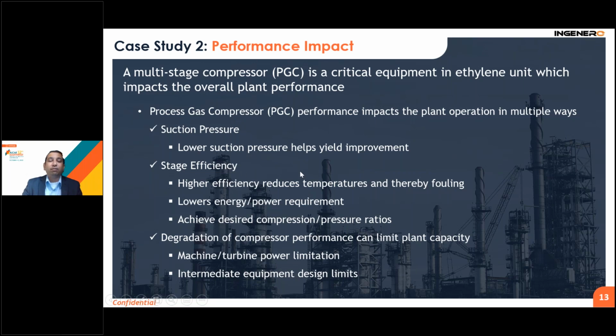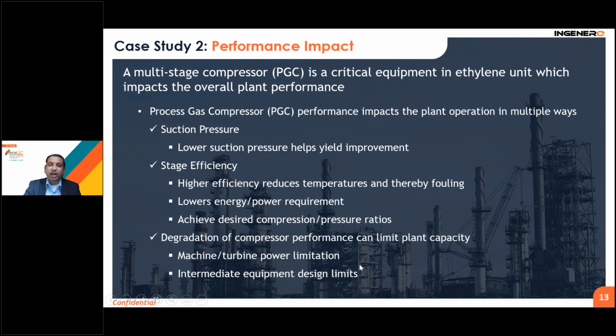Stage efficiency is an important parameter. The higher the stage efficiency, the lower the energy and power requirement. Also, having higher stage efficiency reduces the overall temperatures of the system, which eventually helps in reducing the fouling rate. And we all know a higher fouling rate can limit reliability and run length of a compressor system. Even stage efficiency helps in improving the stage pressure ratios and helping the compressor work better. Degradation of compressor performance can impact in multiple ways and eventually can also lead to plant capacity limitation.